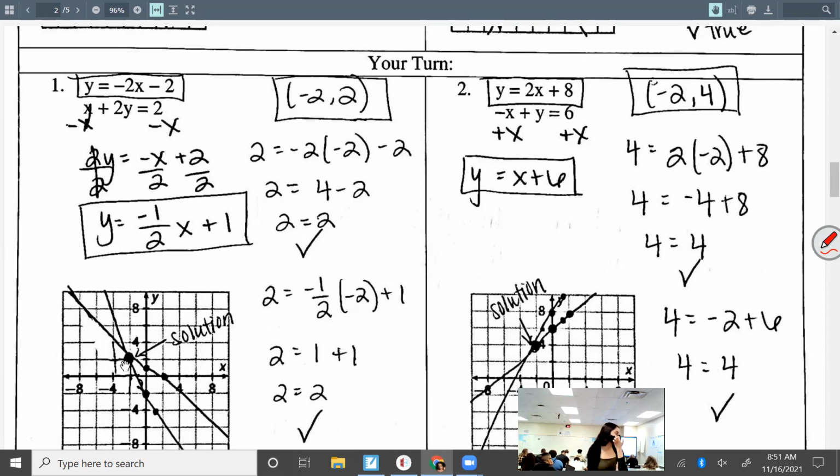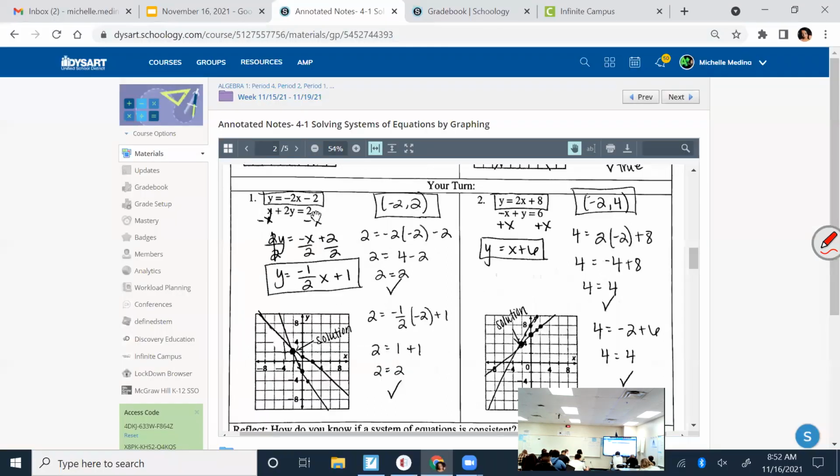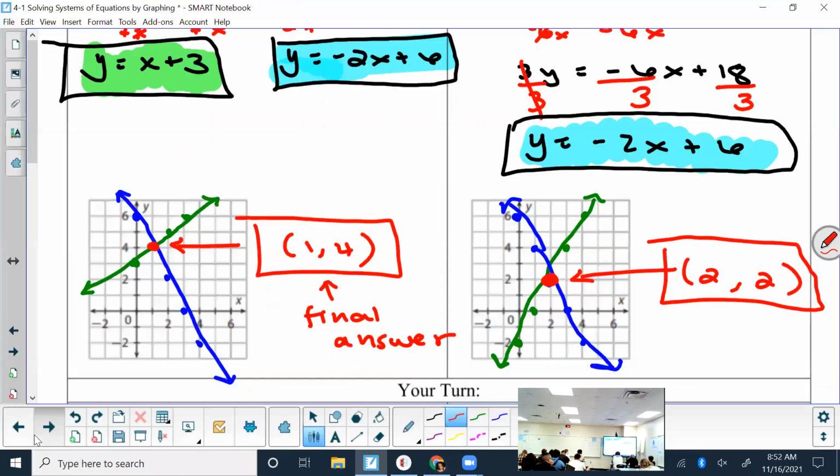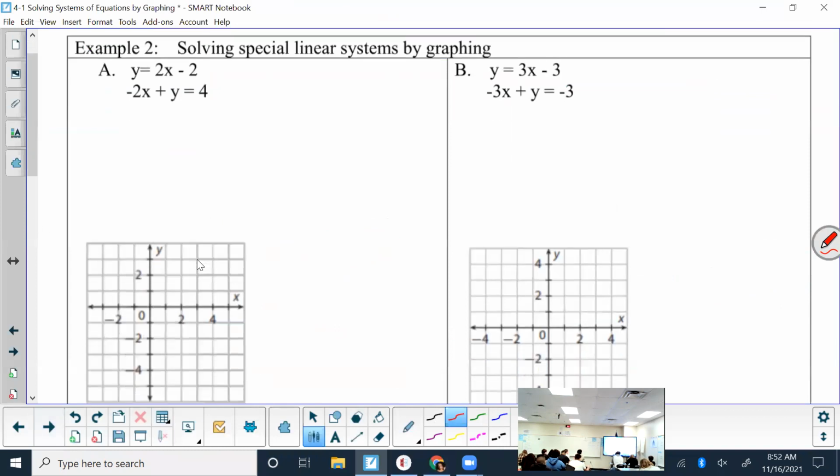All right, and then the other one, the answer was (-2, 4). So that's where they intersect. Any questions? All right, so we're moving on. Now we're going to look at examples where the solutions aren't the traditional one solution.